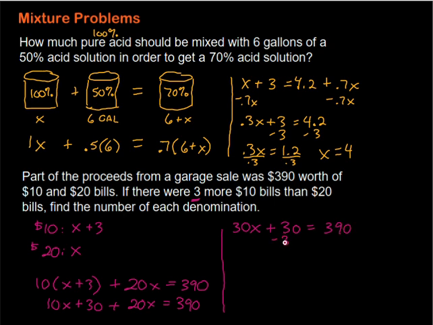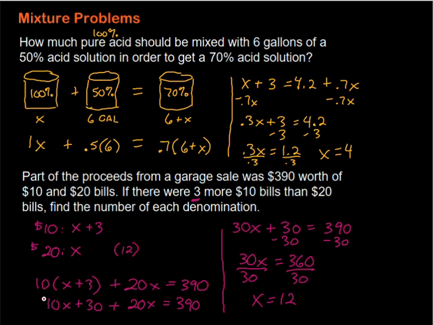Then subtract 30. We have 30x. Holy cow, lots of 30s in there. Equals 390 minus 30 gives us 360. Divide by 30. And we end up with x equals 12. Now, what does that mean? Well, if x is 12, that means we have 12 $20 bills. So there's 12 of those.